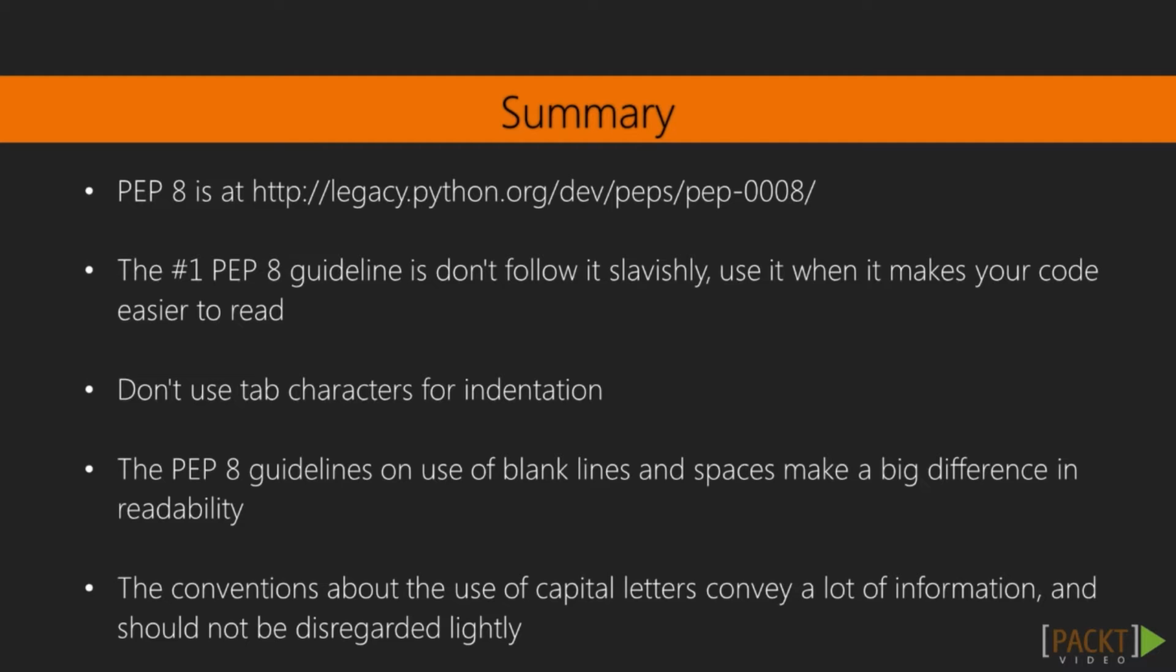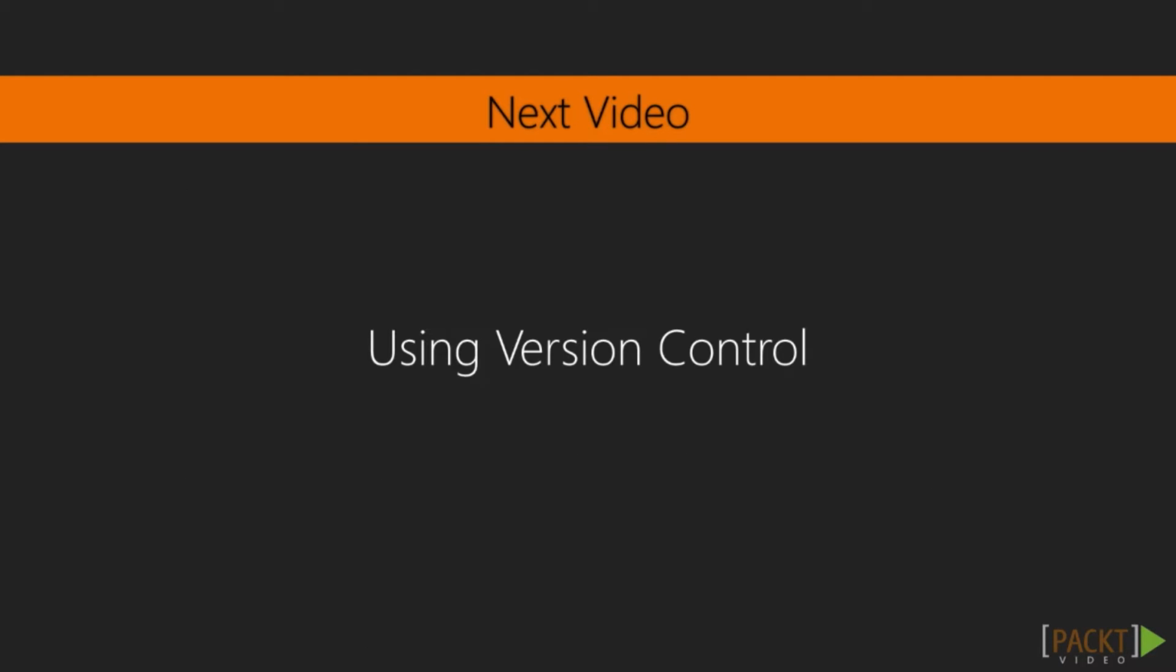The number 1 PEP8 guideline is don't follow it slavishly. Use it when it makes your code easier to read. Don't use tab characters for indentation, ever. Just use 4 spaces. The PEP8 guidelines on the use of blank lines and spaces make a big difference in code readability. And the conventions about the use of capital letters convey a lot of information and should not be disregarded lightly. In the next video, using virtual environments to create a stable and isolated work area.